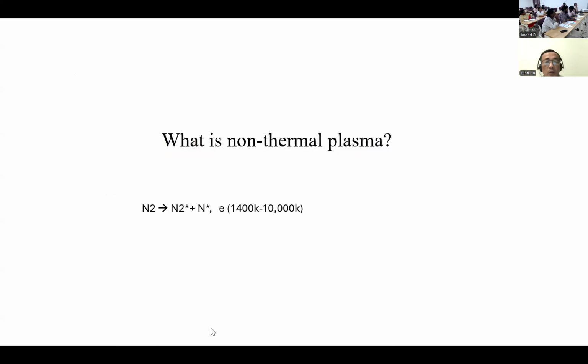Actually, in a DBD cold plasma, the electron is hot, and the species is cold. In microwave, it is not cold. Actually, this temperature can go very high. It will not be 1400 K, but it's going to be hot enough. That's why they classify microwave as low temperature plasma. It's not non-thermal. They still generate heat because of the interaction between the electromagnetic field and the molecule.